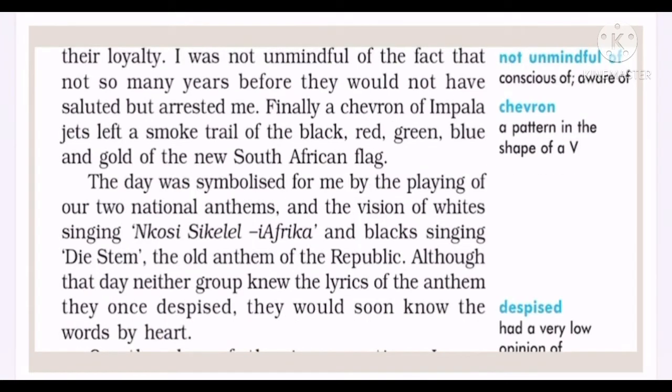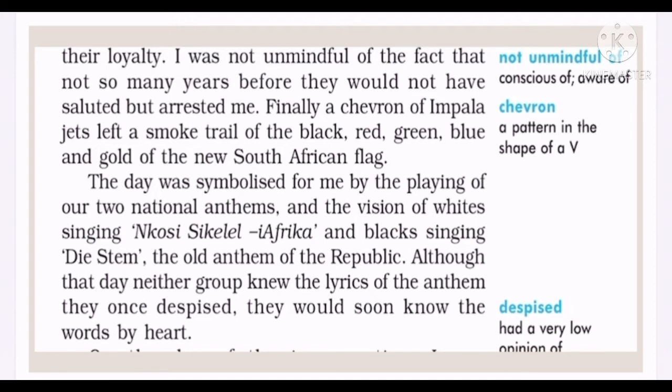I was not unmindful of the fact that not so many years before they would have not saluted but arrested me. He was aware that so many years back they would have arrested him instead of saluting him, because at that time he was fighting against the apartheid system and fighting for his own country. Finally, a chevron.